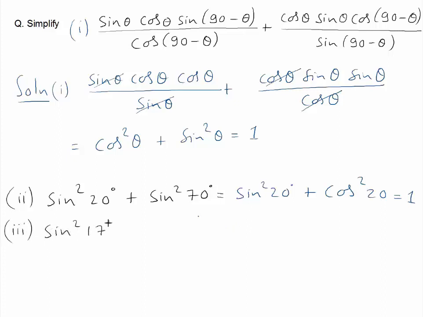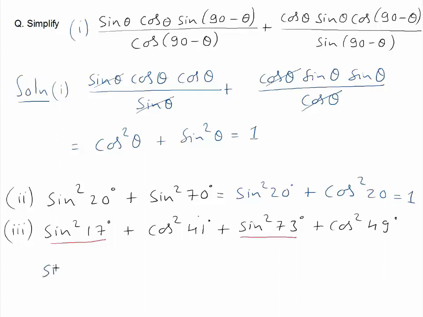sin² 17° + cos² 41° + sin² 73° + cos² 49°. So first we have to look for the pairs whose angles are complementary. If you notice, 17 degrees and 73 degrees are complementary to each other.